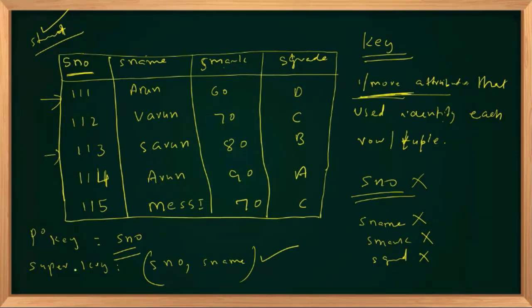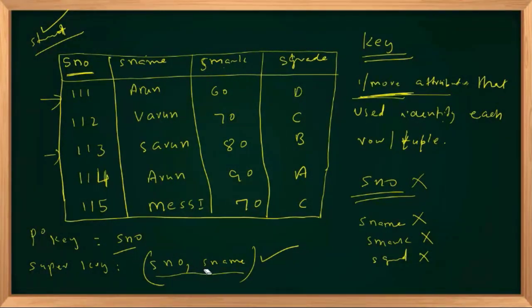This is known as a super key. But sir, in student's number and student's name, Arun appears 2 times. Then how can we identify? It is a combination here. Okay, so a combination is a super key. When we combine 2 or 3 attributes, it is called a super key.